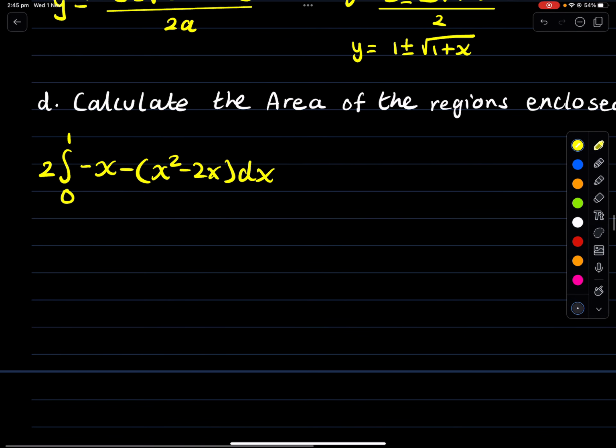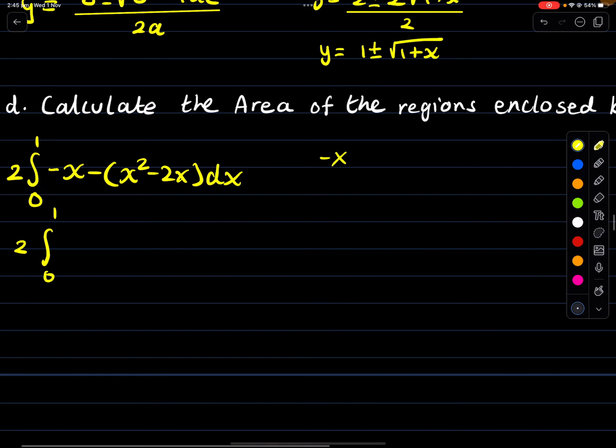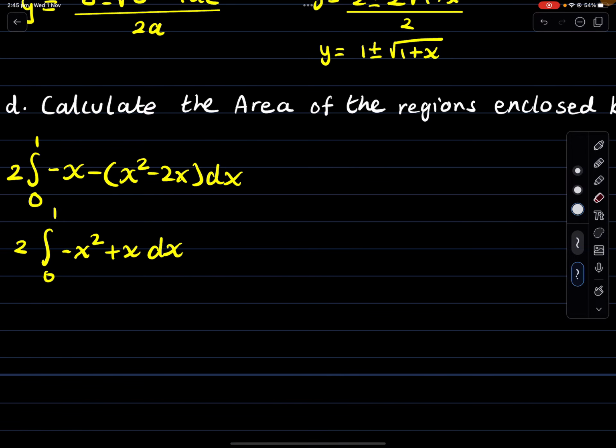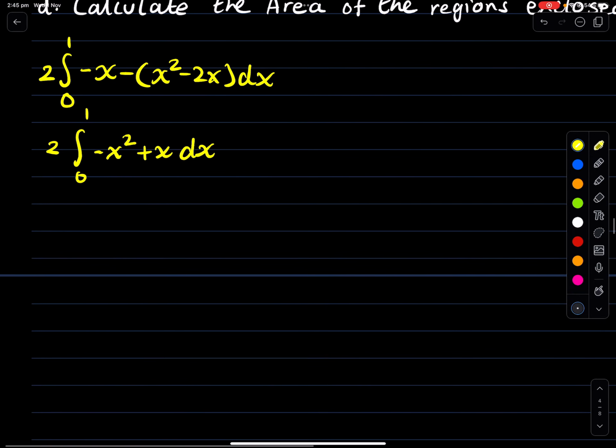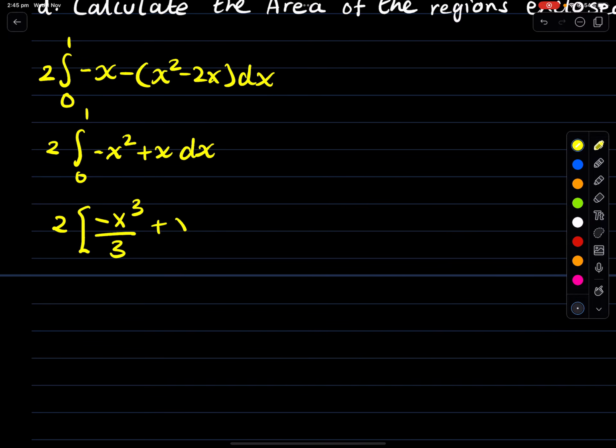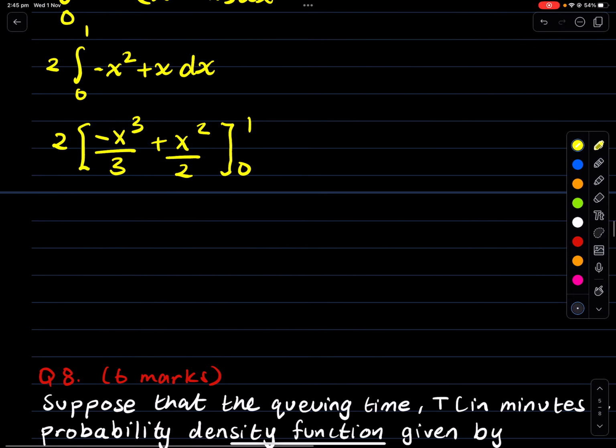Let's do this. So this will be 2, integral 0 to 1. This is just negative x minus x squared plus 2x. So this will be negative x squared plus x dx. Let me just rub that out. And so simplifying this, this will be 2 times negative x cubed on 3 plus x squared over 2, from 0 to 1. So 2 times negative 1 on 3 plus 1 over 2 minus 0, but that's quite useless.